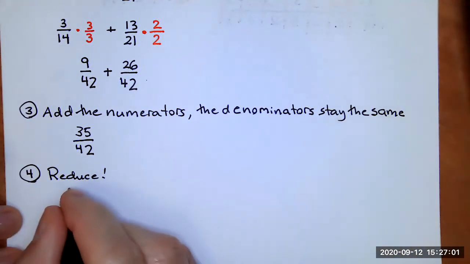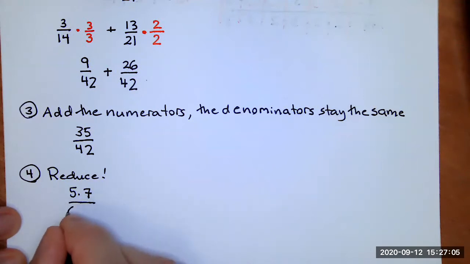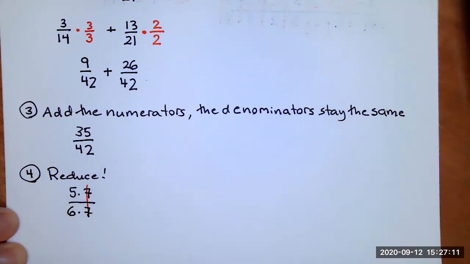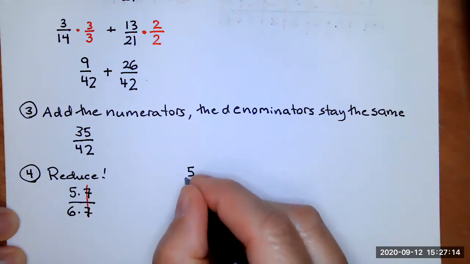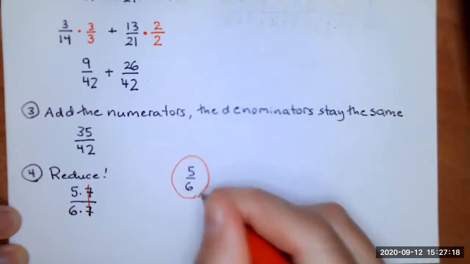So 35 is 5 times 7. 42 is 6 times 7. 7 over 7 is equal to 1. And the answer is 5 over 6. Let's do another one.